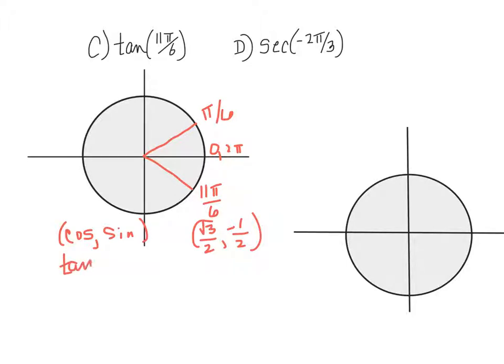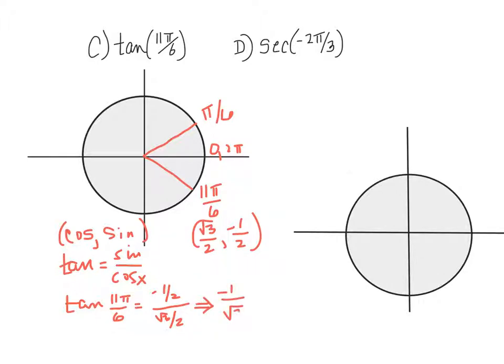But I'm looking for the tangent, and the tangent is the ratio of sine over cosine. So in order for us to get this answer, we would say the tangent of 11 pi over 6 is equal to our sine, which is negative 1/2, over our cosine, which is the square root of 3 over 2, and then we'd go one step further and simplify that. If we simplify this, do all of you see that I could just write negative 1 over the square root of 3? I don't need to rationalize that, and I'm not going to in this video.